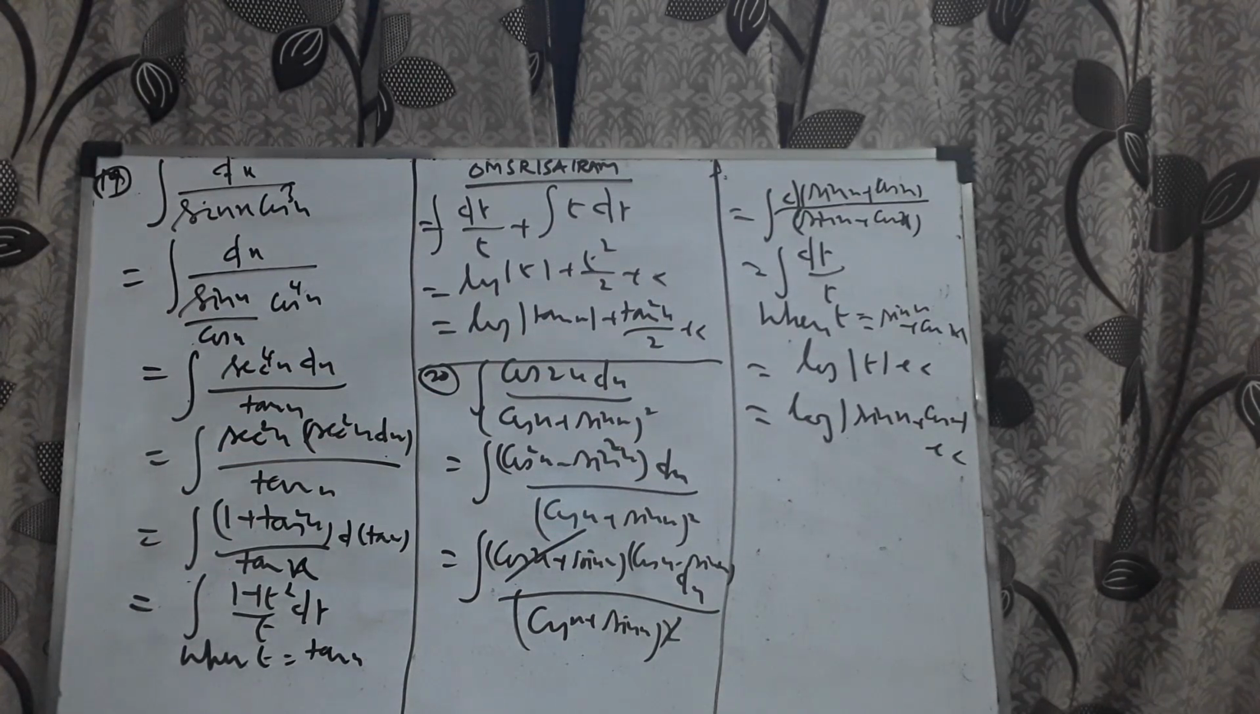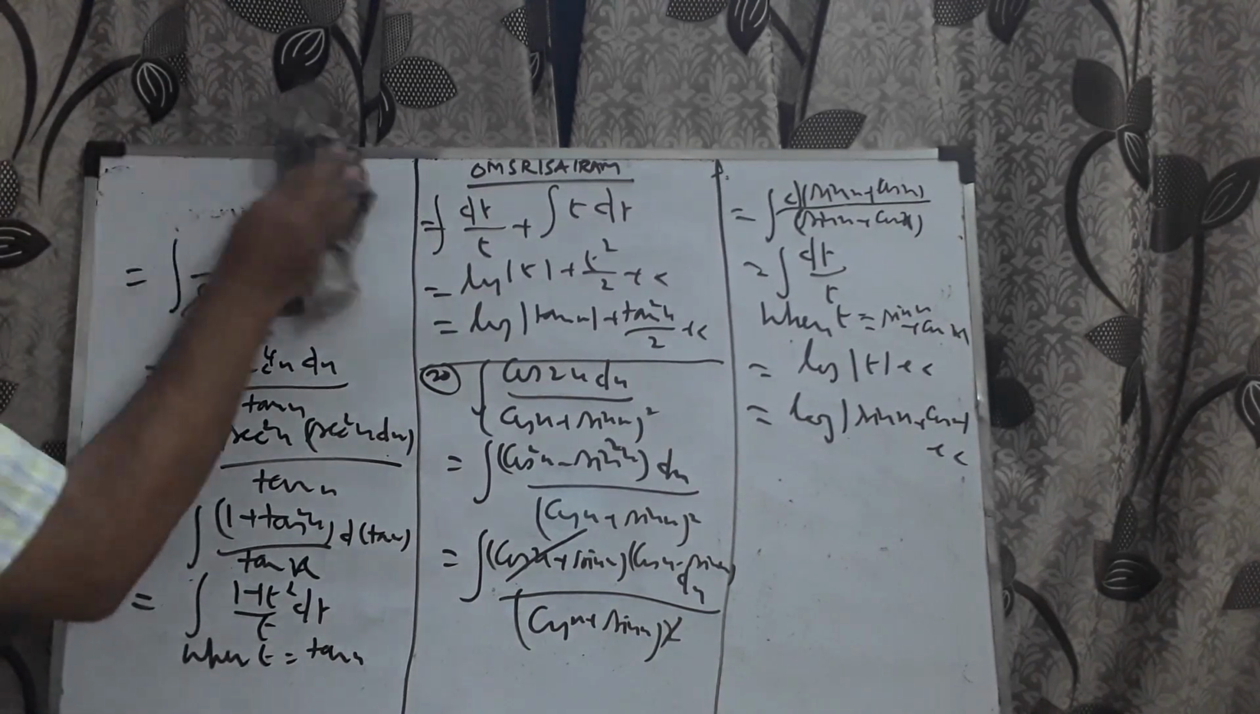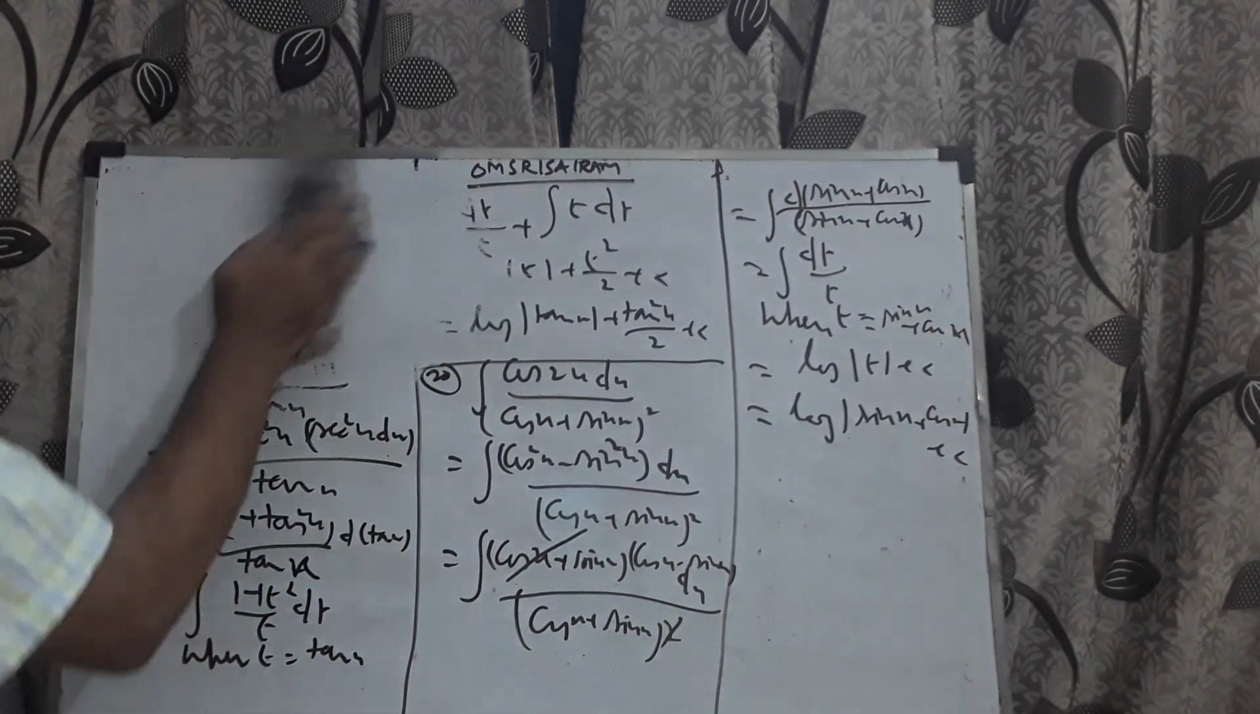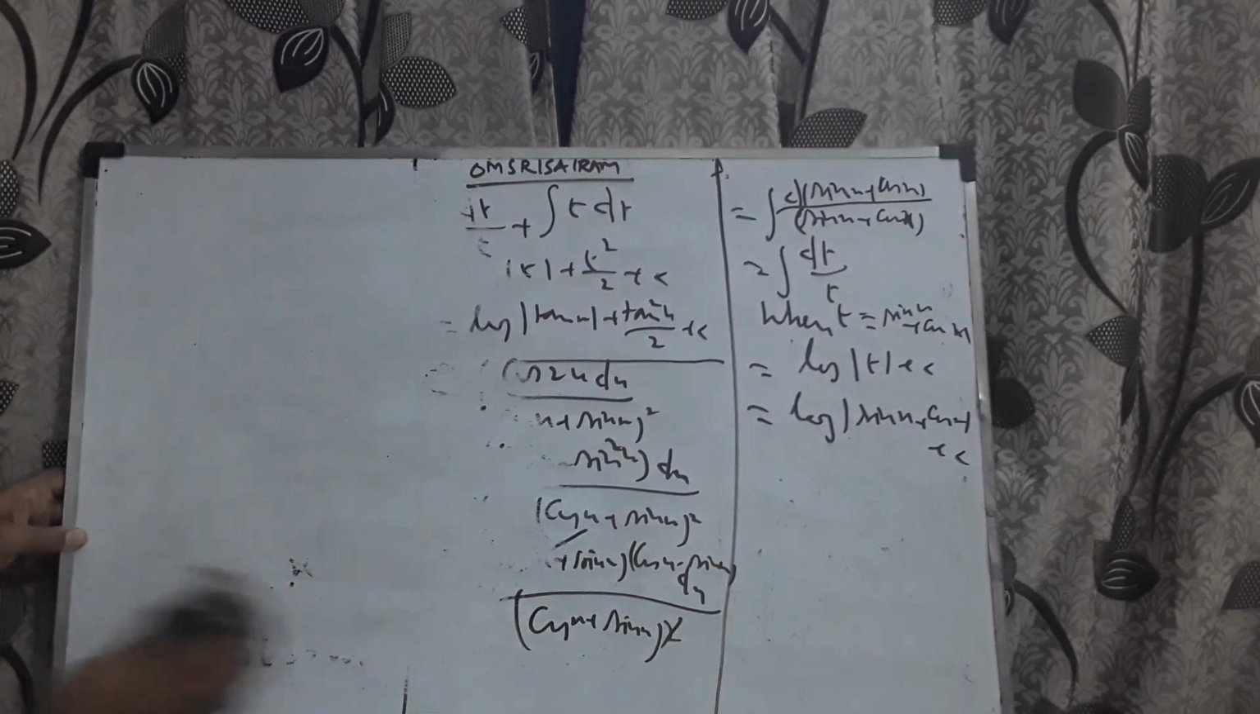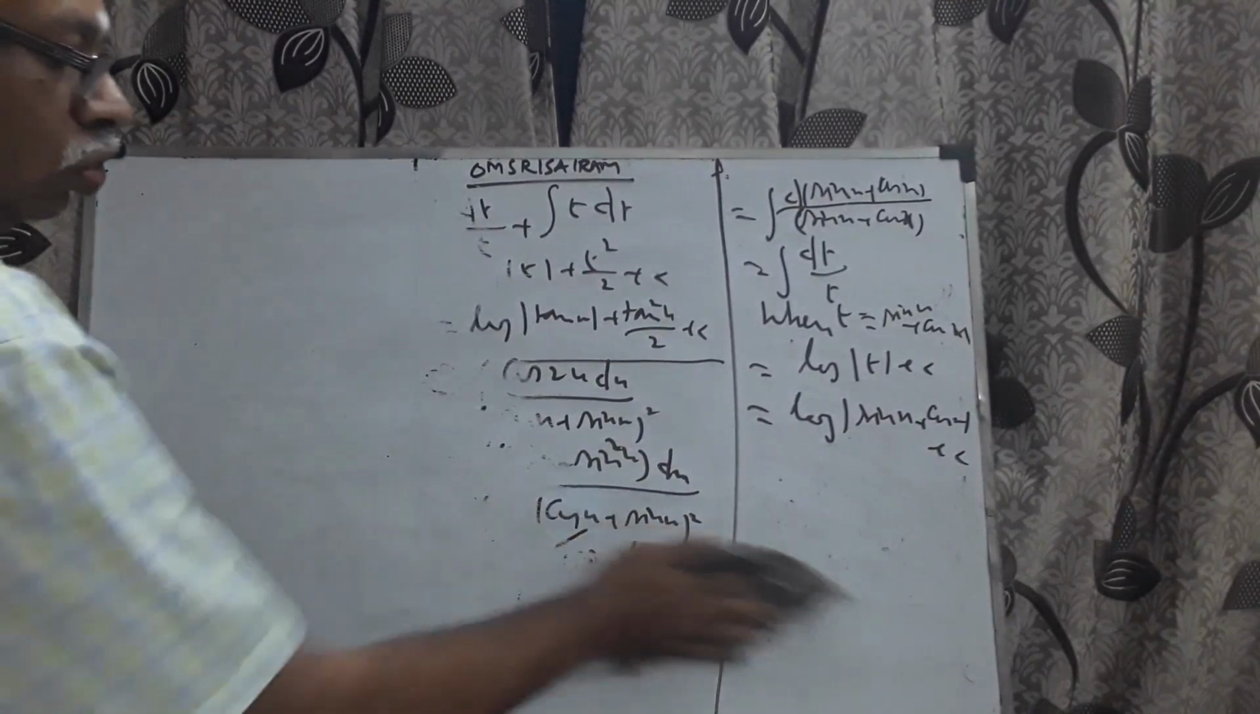Log mod sin x plus cos x plus c is the final answer. It is not at all difficult to follow. Everything comes only out of practice. You just go through once and then you'll be able to strictly follow how we go about the steps.